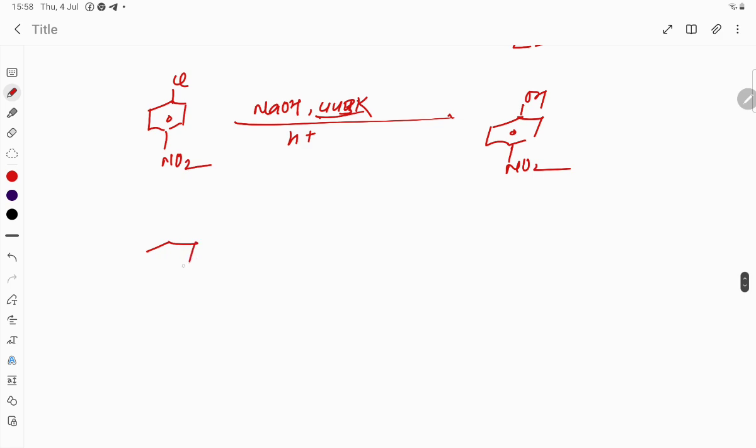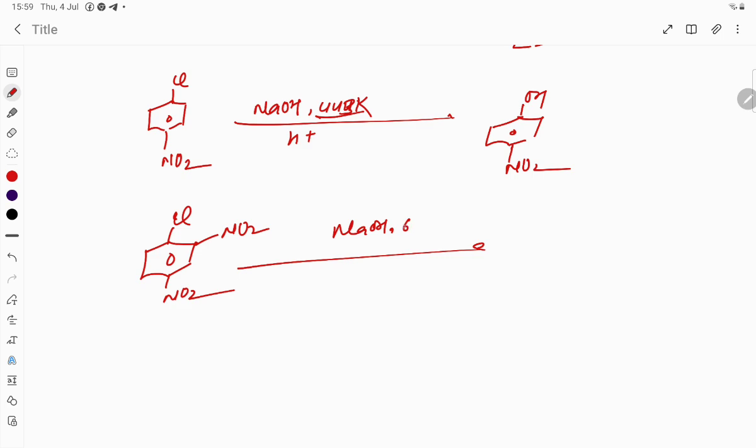Lastly you see, student, if more NO2 groups are there, suppose here is NO2, and one more NO2 is there, so the replacement becomes very easy, student. NaOH you take at 368 Kelvin, student, and here is H plus. So at a very low temperature it gives the replacement reaction, student. This is the replacement reaction.